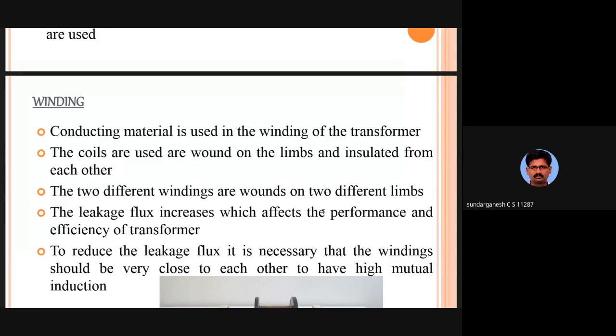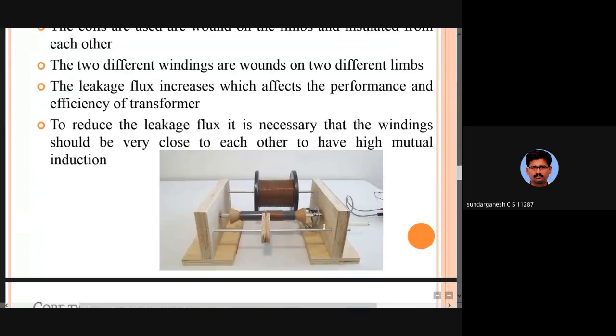If the windings are not constructed properly, the leakage flux increases, which affects the performance and efficiency of the transformer. So to reduce the leakage flux, it is necessary that the windings should be very close to each other to have high mutual inductance. While constructing the transformer, the air gap between these two windings should be minimum. Otherwise, if the air gap is very large, there will be more leakage flux and more voltage will be wasted.